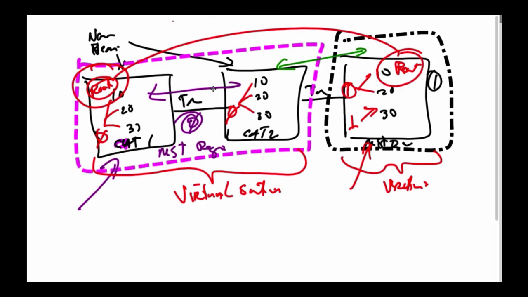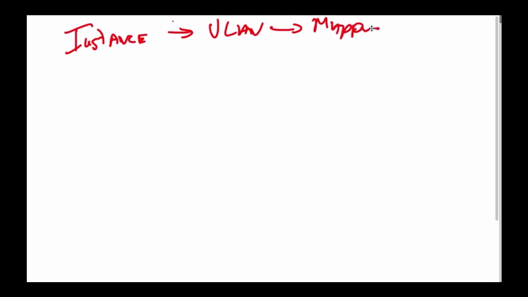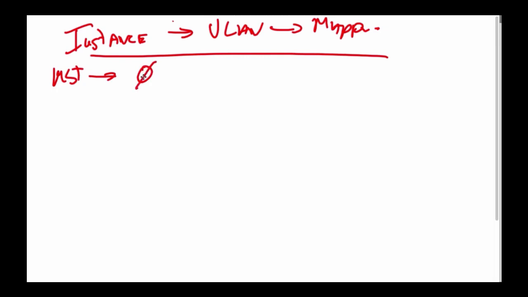And like I said, we also have that instance to VLAN mapping. Now remember, this is one way that I can take devices that are running MST, and what we're going to do is that we're going to have instance 0, which is going to have all VLANs by default.